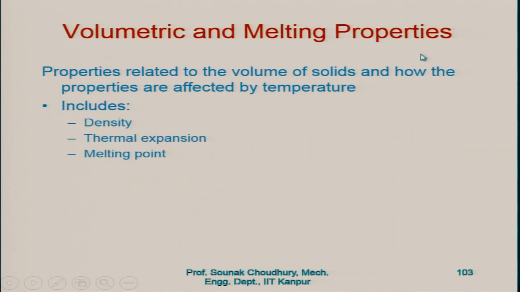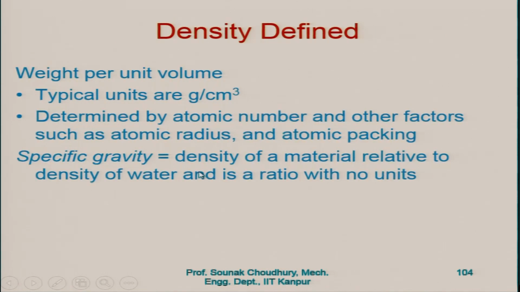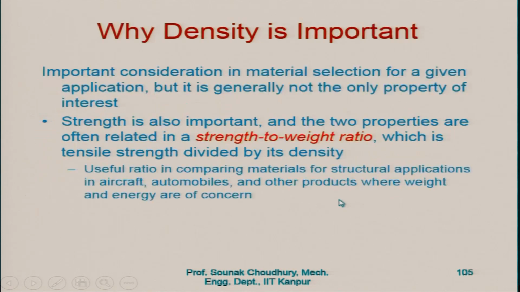Volumetric and melting properties: properties related to the volume of solids and how they are affected by temperature. That includes of course density, thermal expansion, and melting point. Density is defined as weight per unit volume, and you all know that this is in grams per centimeter cubed. The specific gravity is the density of a material relative to the density of water, and that is a ratio with no units, which is understood.